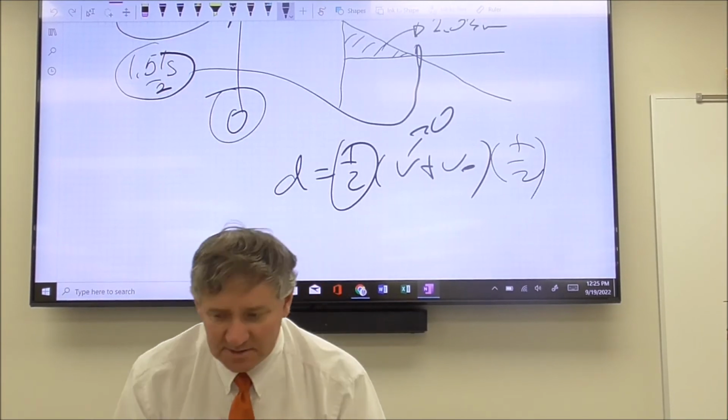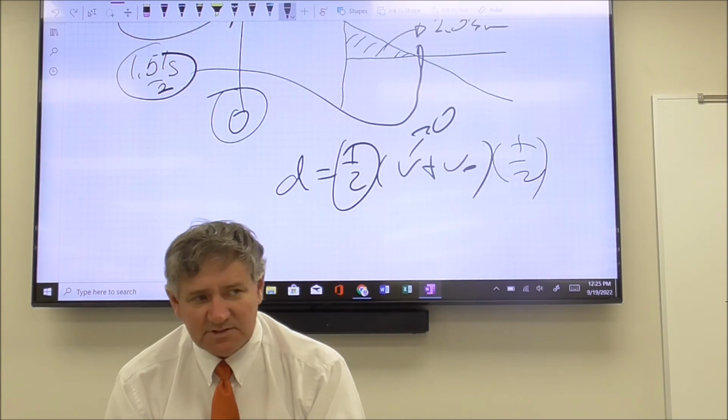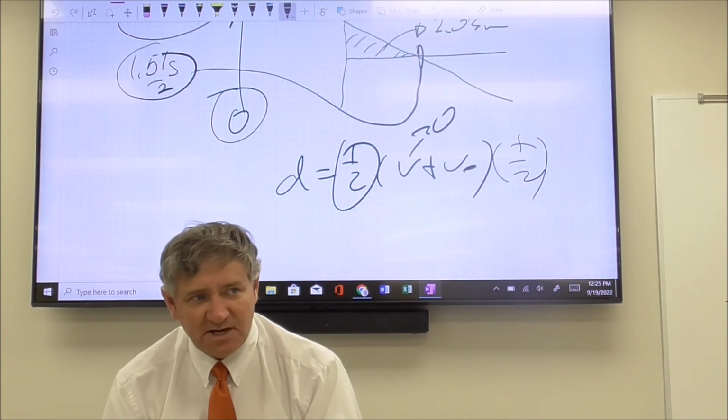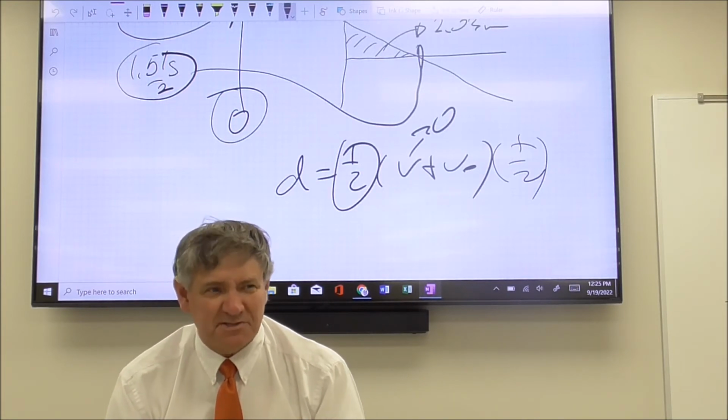Now, if I were to guess, just pulling out a number, I'm guessing your initial velocity was somewhere around 7-ish meters per second, Topher? Initial? Yeah. We had under that. But it was something around there.